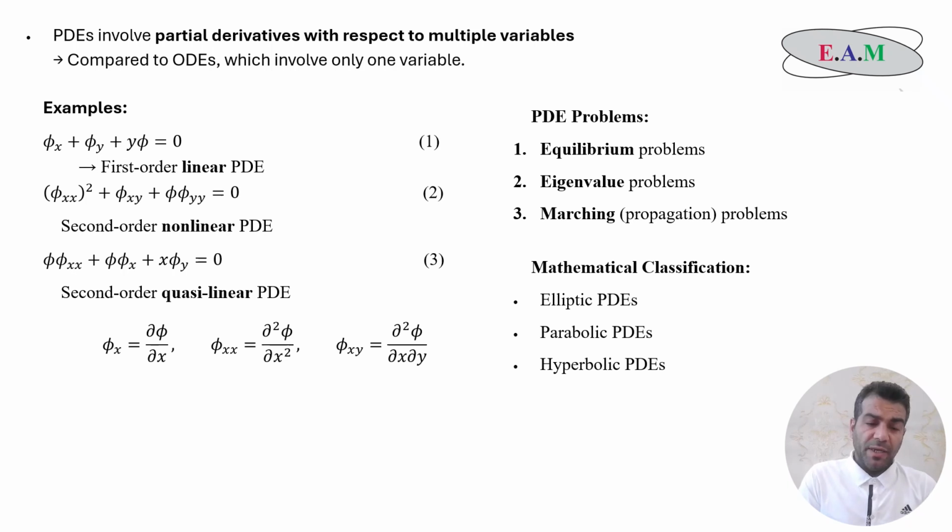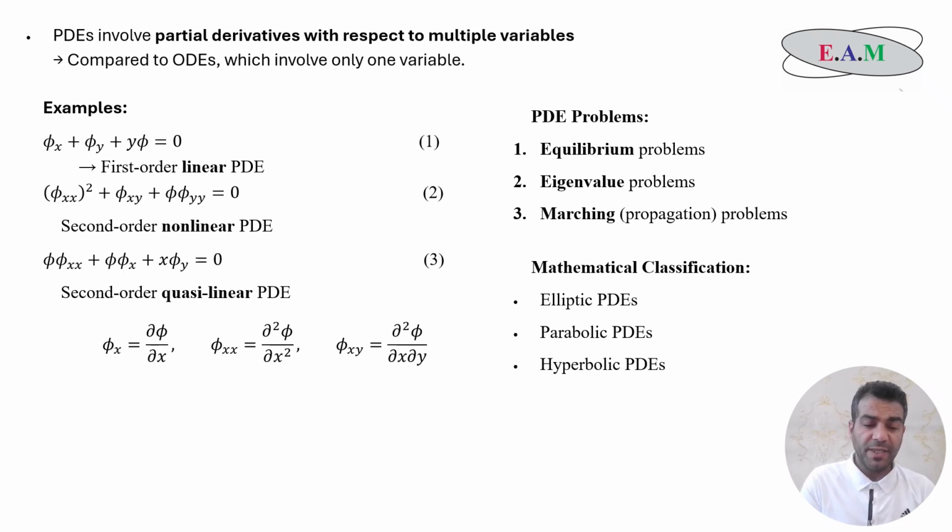Let's now define what a partial differential equation is. As you know, a PDE involves derivatives with respect to more than one independent variable. This is different from an ordinary differential equation, or ODE, which depends on just one variable. On the screen, you can see examples of PDEs. The first one, EQ1, is linear and first order because it only involves first derivatives and the coefficients are not dependent on the function itself.